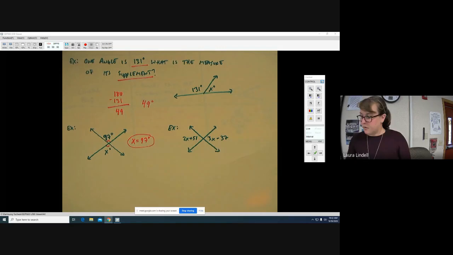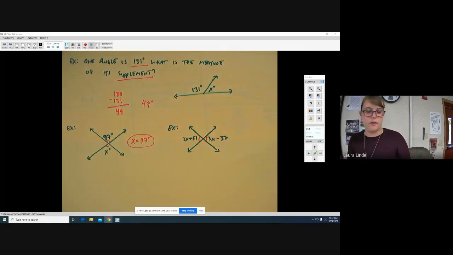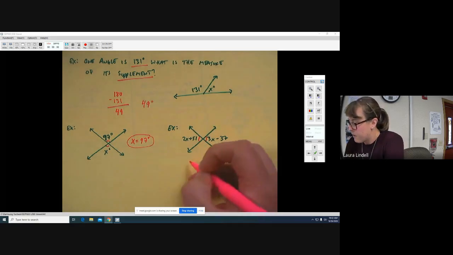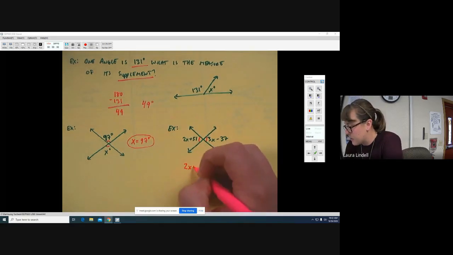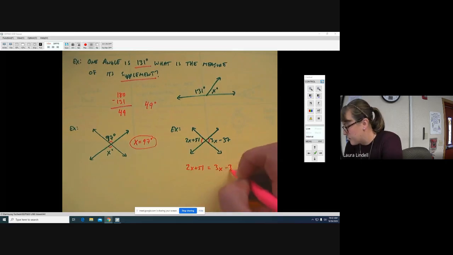And when we see angles across from each other, the automatic thing we should be thinking, okay, vertical angles, what do I know about those? Well, vertical angles are congruent, right? So this is going to be kind of the first time where we're not just adding the angles and setting them equal to something else. This is going to be the case where we set them equal to each other. So we set up an equation, 2x plus 51 equals 3x minus 37.